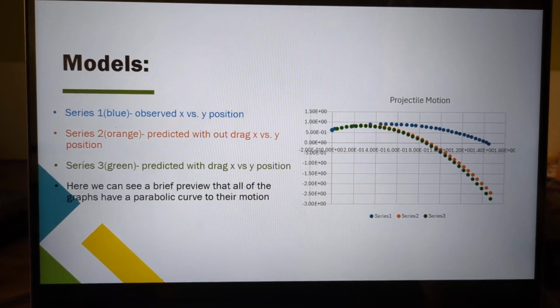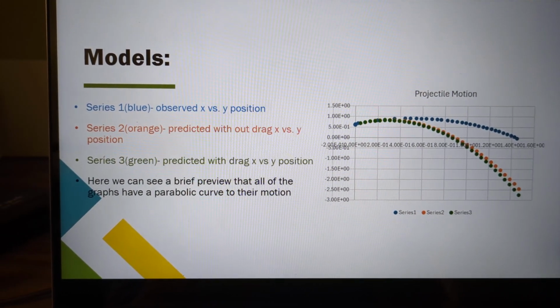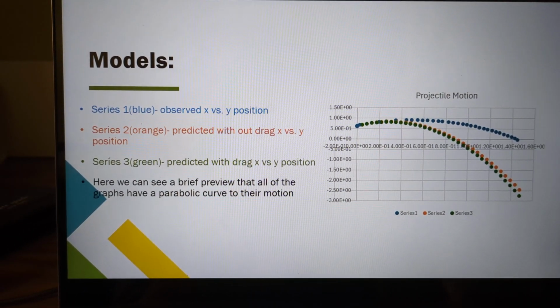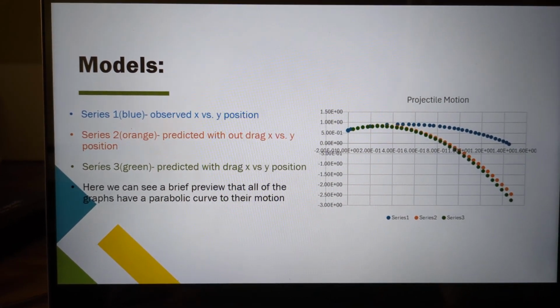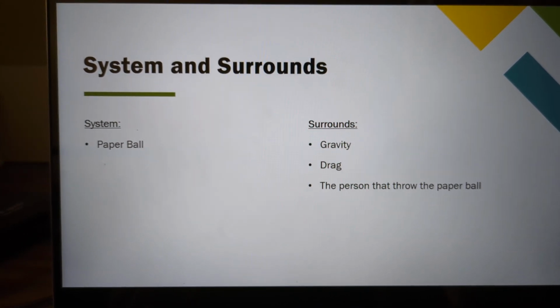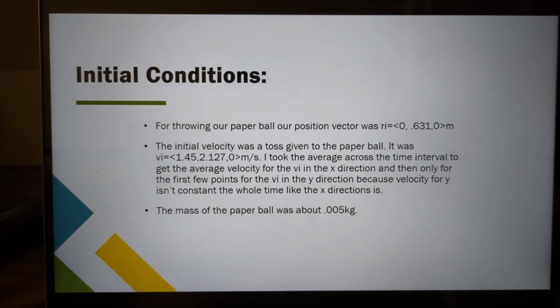Models. Series 1, the blue, is the observed x versus y position. Series 2 is our predicted without drag force, and Series 3 is the predicted with drag force. Here we can see a brief preview that all the graphs have a parabolic curve to their motion. The system is the paper ball, and the surroundings are gravity, drag, and the person that threw the paper ball.